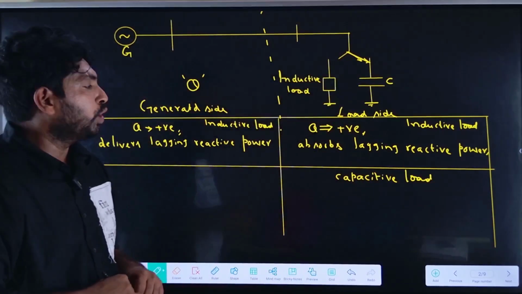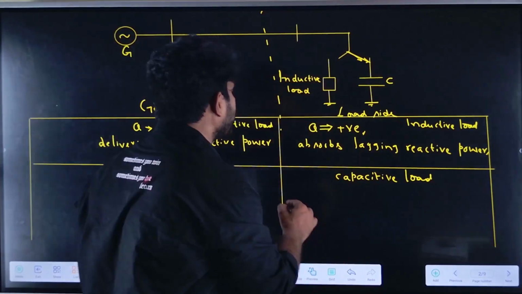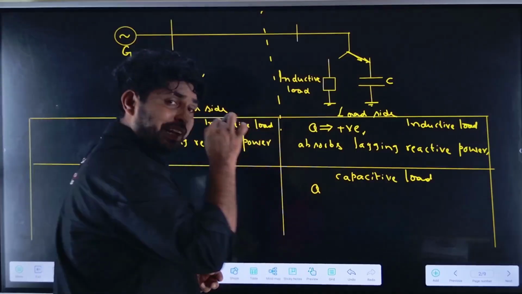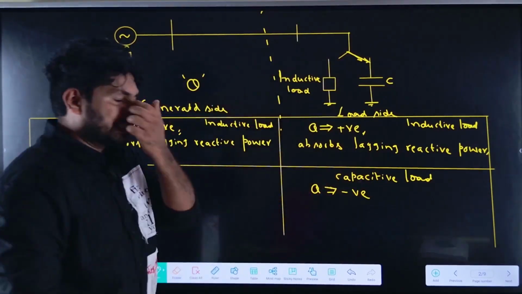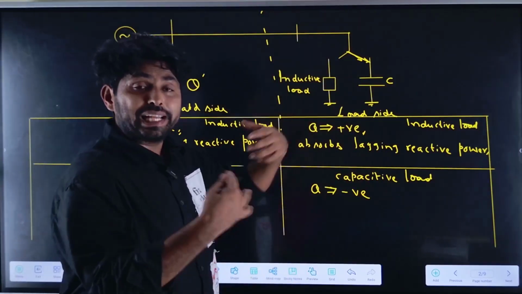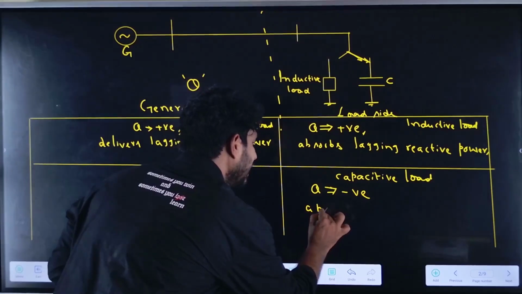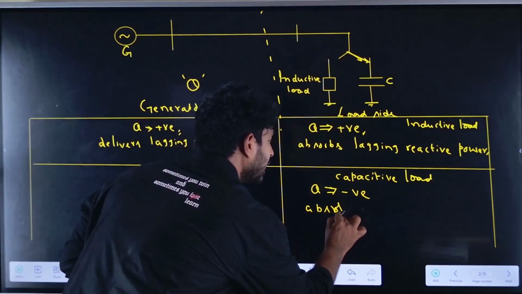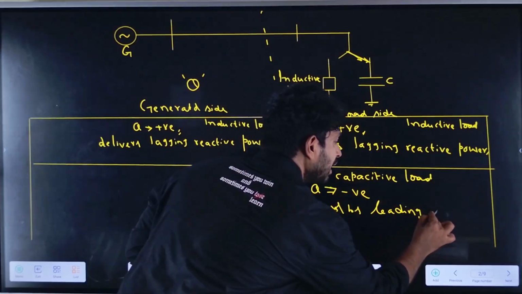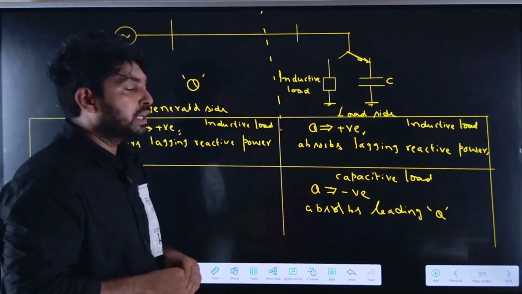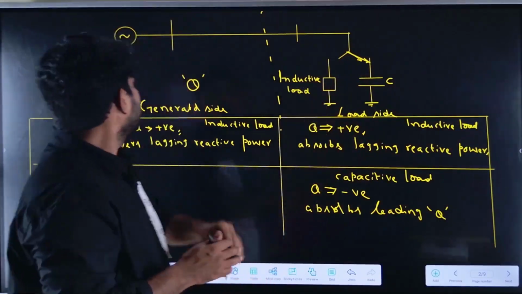If it is a capacitor load, what is the reactive power polarity? The reactive power Q is negative. It absorbs leading reactive power. Now, for the same thing, if I want to mention it through the generator side, with respect to the generator, in case of a capacitive load.